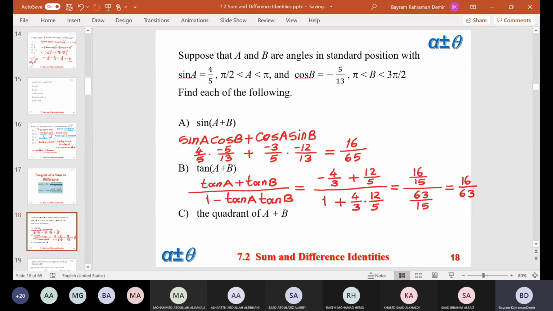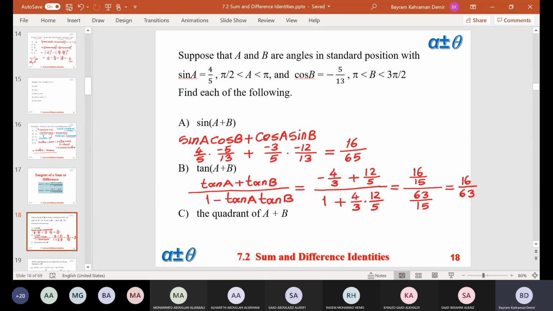Okay, let's see if we have any mistake, right? We did calculate. Sine A is 4/5. Cosine B is -5/13. Cosine A is -3/5. Yes. And sine of B is -12/13. Yes. -20 plus 36, 16/65. Tangent is also right.